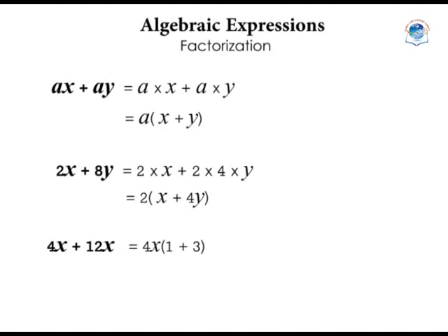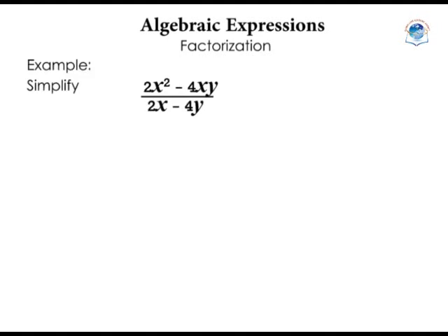Let's take an example. Simplify 2x squared minus 4xy over 2x minus 4y. We start with the numerator. 2x is the common factor, so we have 2x into x minus 2y. And then the denominator, 2 is the common factor, and we have 2 into x minus 2y. The expressions inside the brackets are the same, and so they cancel out. We remain with 2x over 2. The 2 will cancel out, and we remain with x.